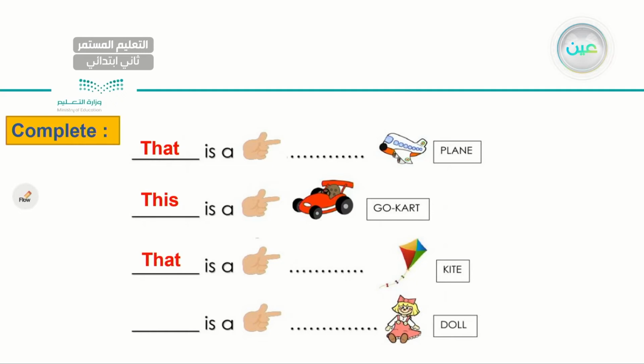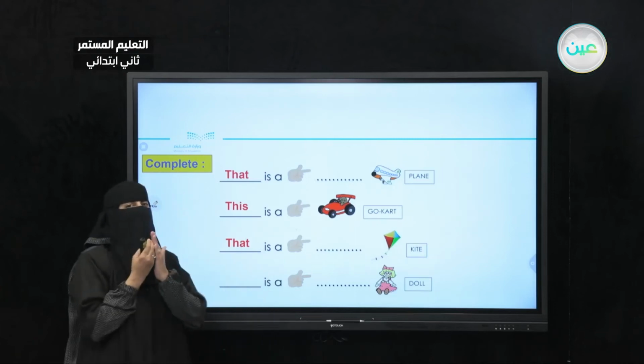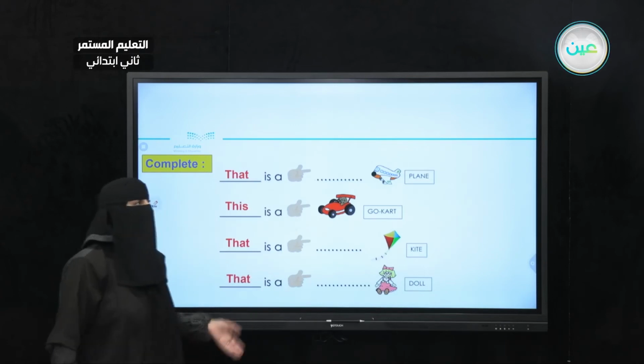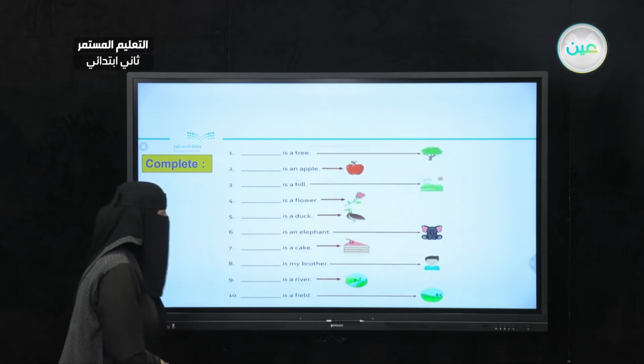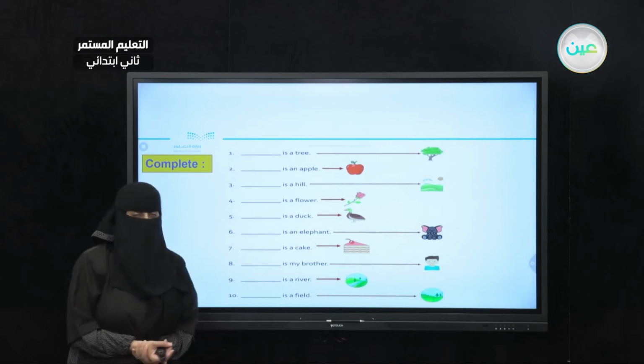Last but not least, I have a doll. So what do you think? Is it this or that? Is it close to me? Is it near me? Or is it far away? Actually, it's far. I'll be using that. Okay, so I have several exercises here. I will try to do them as fast as possible.